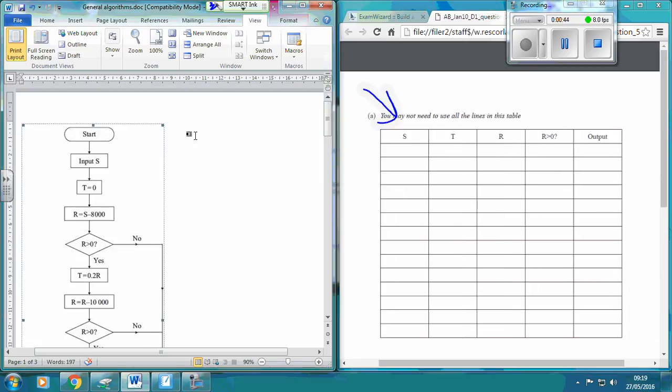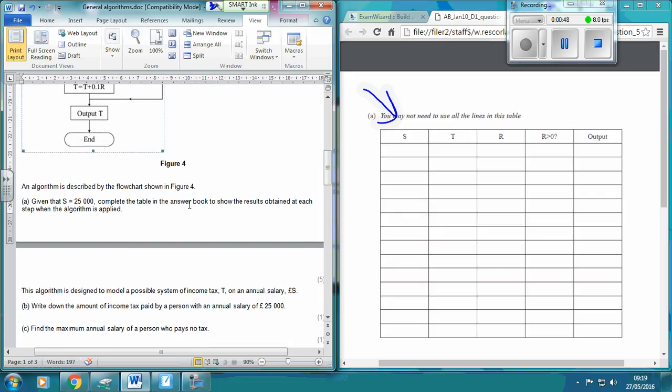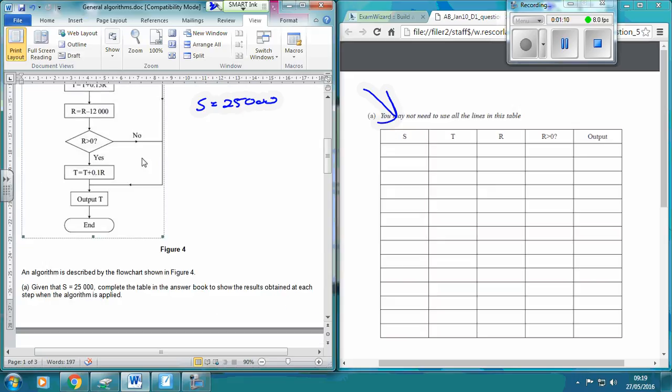So this is our flowchart, and this is the first question. An algorithm is described by the flowchart shown in Figure 4. Given that S equals 25,000, complete the table in the answer book to show the results obtained at each step when the algorithm is applied. So we've got S equals 25,000, and we've just got to put that in and see what we get out.